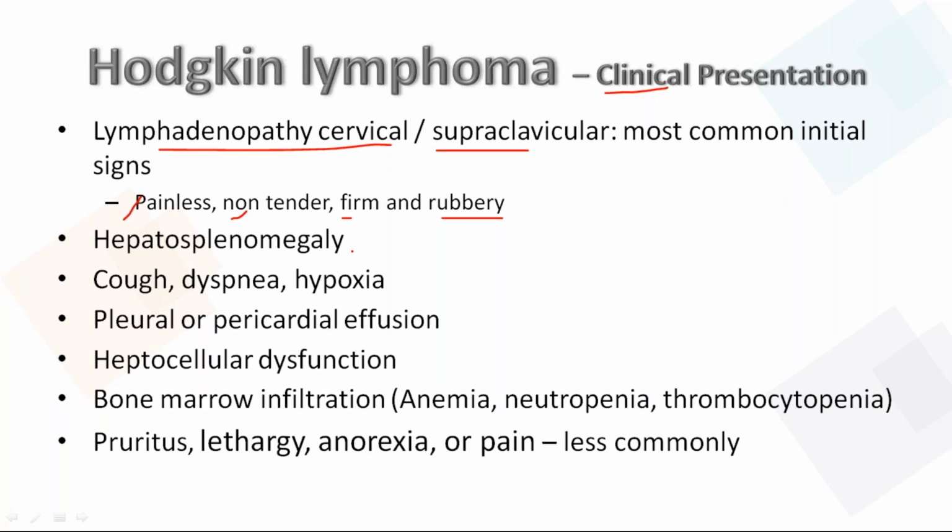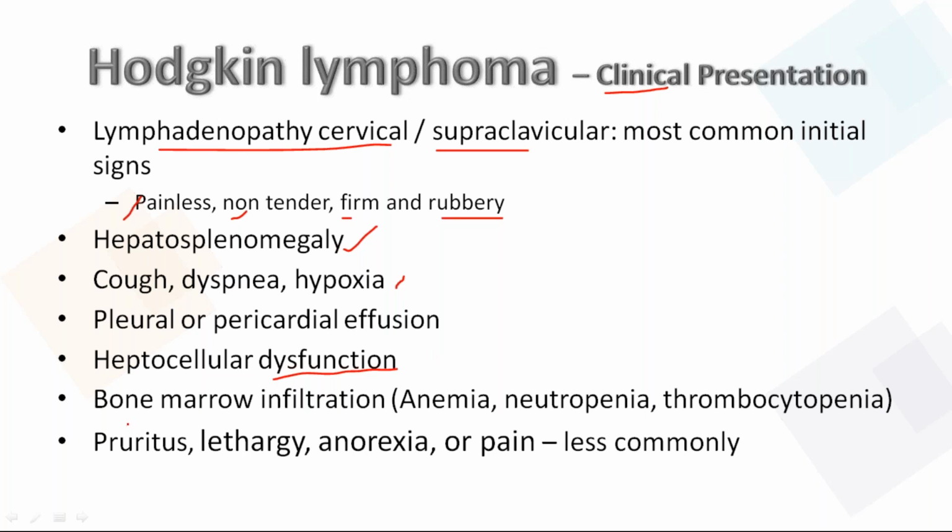Because there is lymphoid tissue in the spleen and liver, there may be hepatosplenomegaly. Cough, dyspnea, hypoxia: especially when the mediastinal lymph nodes are enlarged, they can cause compression of the respiratory tubes, producing cough and breathlessness, and hypoxia because of the continuous compression. There can be pleural effusion or pericardial effusion and subsequent symptomatology related to that. When infiltration of the liver becomes so much, hepatocellular dysfunction can manifest as various liver failure signs.